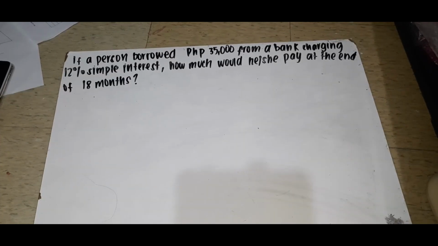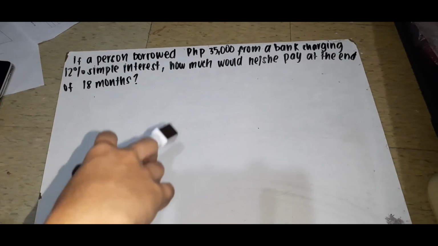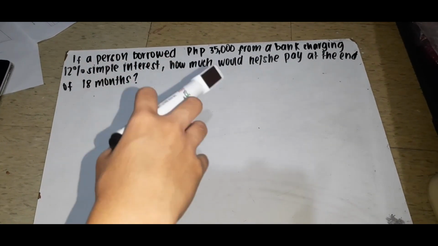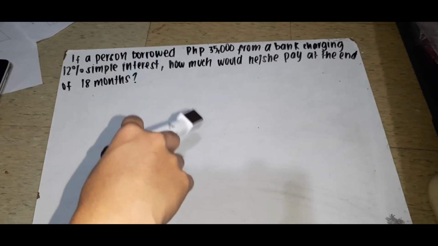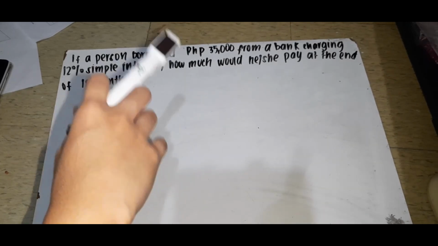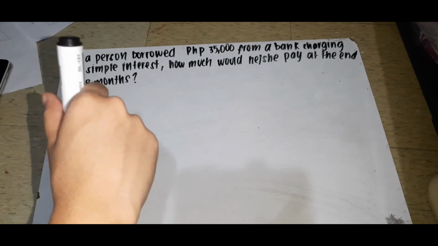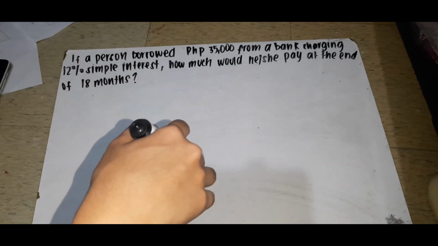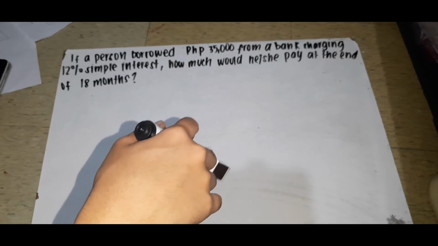So this is the second question for your activity. Now let's answer it. If a person borrowed 35,000 pesos from a bank charging 12% simple interest, how much would he or she pay at the end of 18 months? Now, always look at the last sentence. Not always, but it's just usually stated there. How much would he or she pay at the end of 18 months? So we're looking for the maturity value since it didn't say how much was the interest.